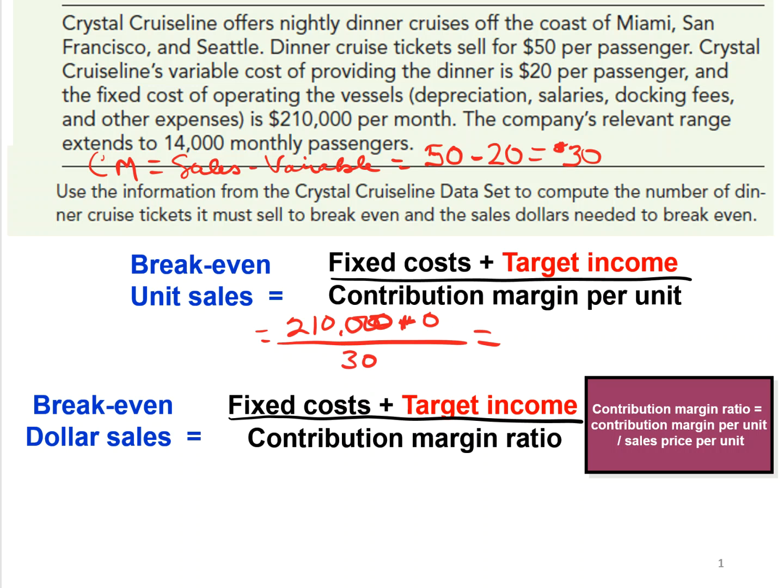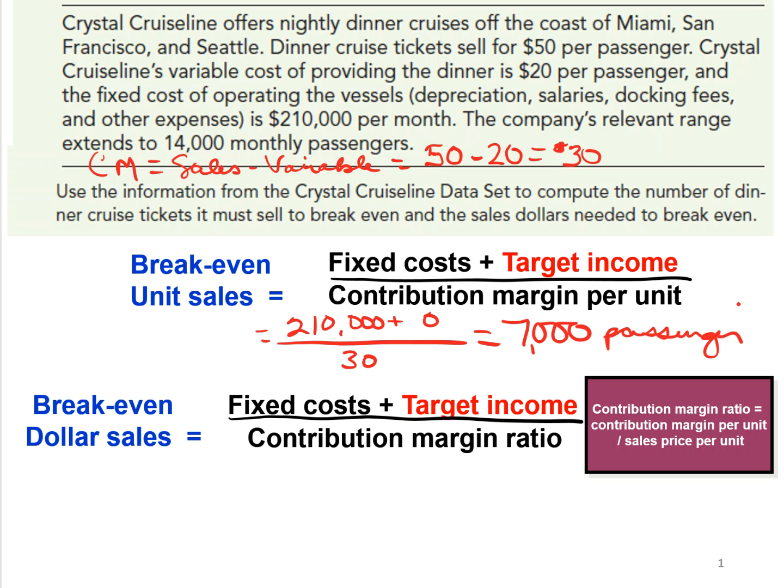So 210,000, sorry, this is a little messy, 210,000 divided by 30 should give us a break-even sales number of 7,000 passengers. So they need 7,000 passengers at a sales price of $50 and variable cost of $20 to break even.